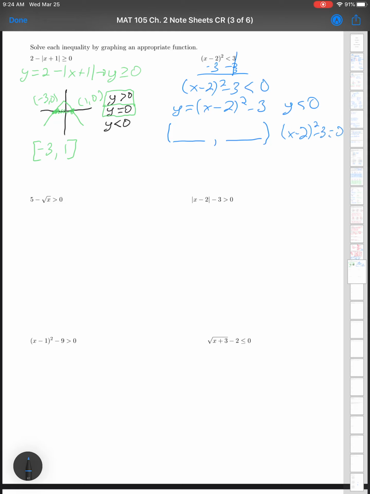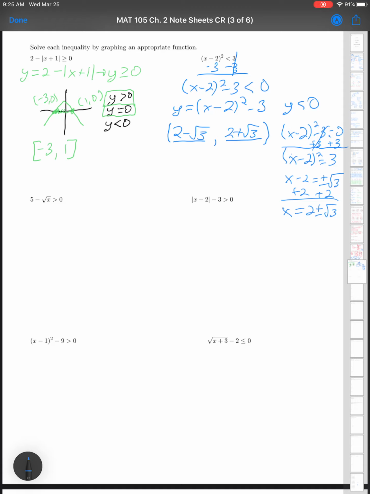(x minus 2) squared minus 3 equals 0. And we can solve that. You can multiply that out and use the quadratic formula, or I'm going to use the square root property. So this would be add 3 to both sides. So this is (x minus 2) squared equals 3. Then we can use the square root property. So this is x minus 2 equals plus or minus the square root of 3. And then we can add 2 to both sides to get x equals 2 plus or minus the square root of 3. And so those are our two endpoints. We've got 2 minus the square root of 3 and 2 plus the square root of 3.